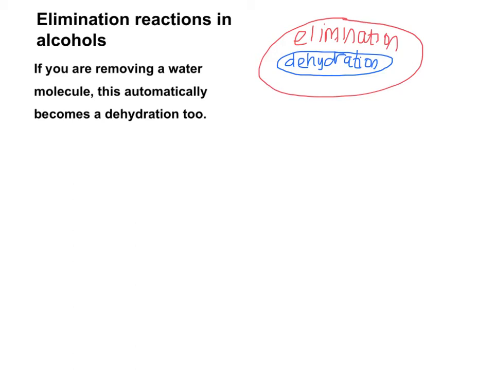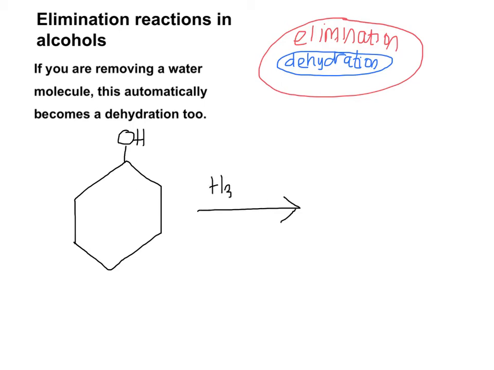So if we take a cyclic alcohol such as cyclohexanol, and we react that with a concentrated strong acid such as phosphoric acid, that will give us a cycloalkene and water.